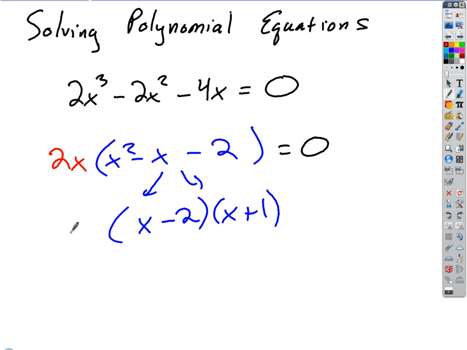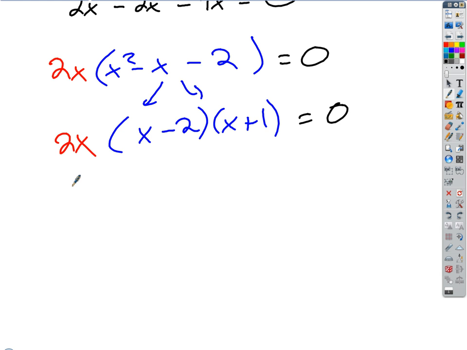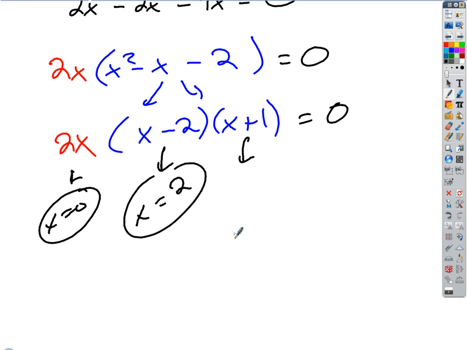Out front, we would have the 2x, and now I've got this thing broken apart into really small pieces. And so it's easy to get the zeros, the solutions, right? I get x equals 0 or x equals what? What's the value of x that would make that 0? 2. How about this one? Right? Okay, is that the idea?